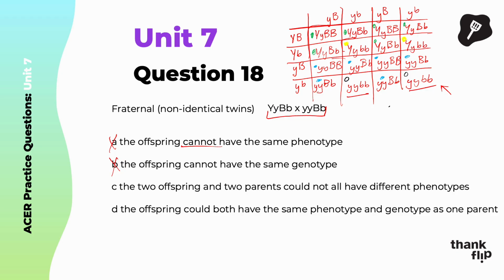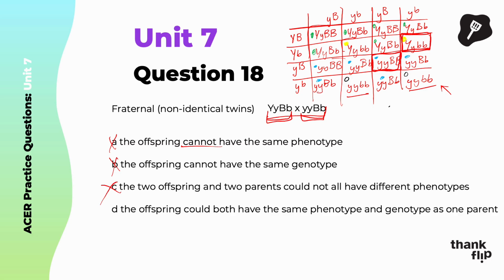So this is wrong. Then we have the two offspring and two parents could not all have different phenotypes. So it's saying they can't all have different phenotypes. But we can see here that, for example, if you have this one and we have this one, and then let's pick at random even, like let's pick this one here. That's different to both of the parents. And then let's pick another one. This one here is different to both of its parents. So they can have all different phenotypes. So then this one is incorrect.